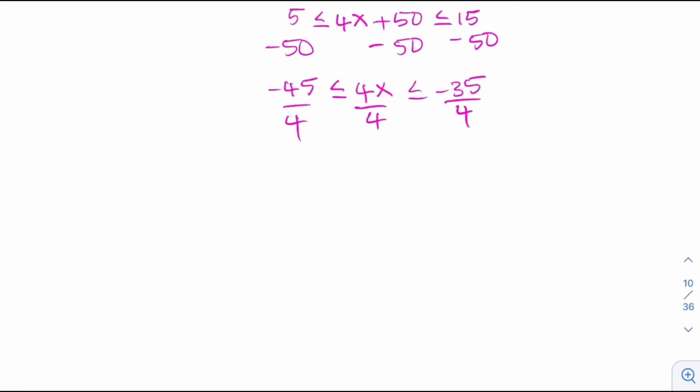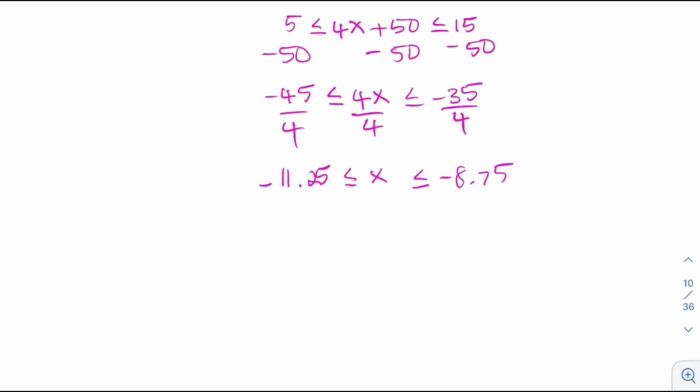So 45 divided by 4 is 11.25. Less than or equal to x less than or equal, actually it's negative 11.25, and then less than or equal to negative 35 divided by 4, it equals negative 8.75.